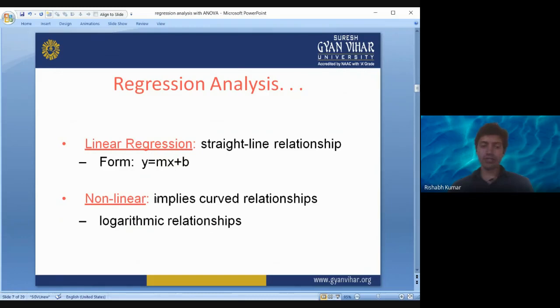And a non-linear relationship implies a curved relationship, like logarithmic relationships and others. You must have seen the graph of x square, x cube, right? They are not straight line graphs, they are curved graphs like that of an ellipse, the parabola. So if you get a relationship that follows a non-linear trajectory, that type of regression analysis will be termed non-linear regression analysis.